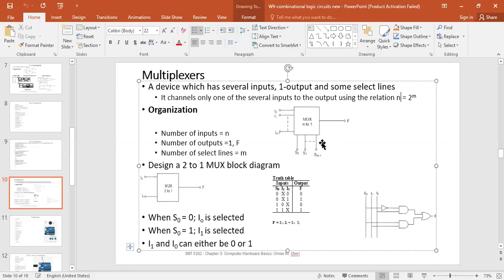So the next question would be, if I have two select lines here, how many inputs do you expect me to have? Four. Yeah, there will be four. Please note that you take 2 to the power 2, that should give us 4. And it can even be drawn, so I can draw it for you to show how it's supposed to appear.